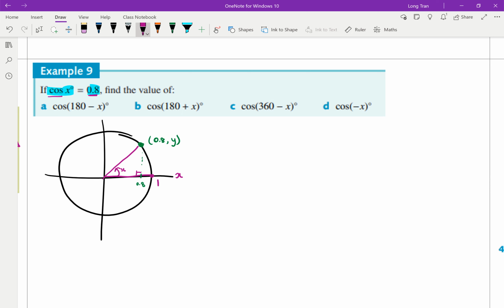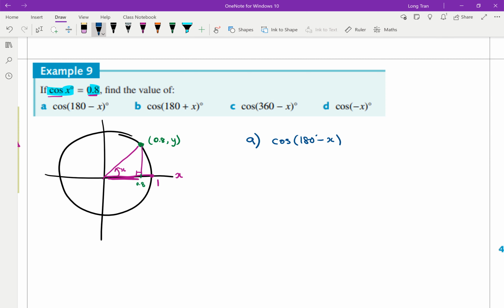That's all I've got so far. All I know is the cos of angle x gives me the length of 0.8. Now, I need to answer the questions. A, cos of 180 degrees minus x.